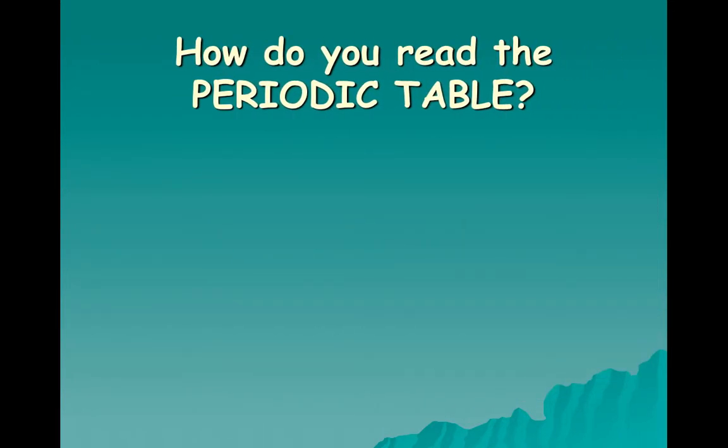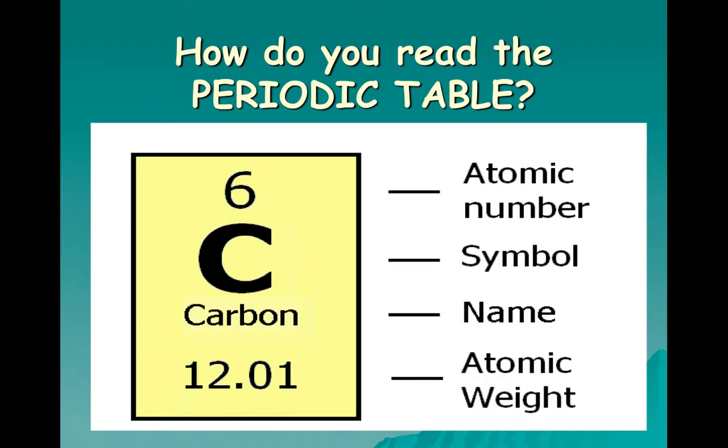Okay, how do you read the periodic table? All right, here you go. So every element, there are like 150 something elements or 130 something elements on the chart. They all have an atomic number. They all have a name, which this is carbon. They all have a symbol for that name. Carbon symbol is C, and they all have an atomic weight. Atomic number, symbol, name, and weight.